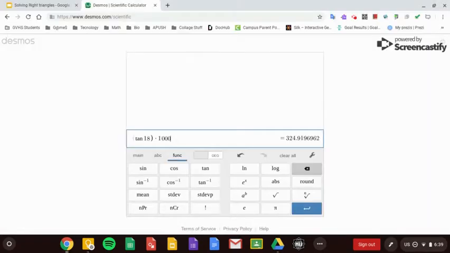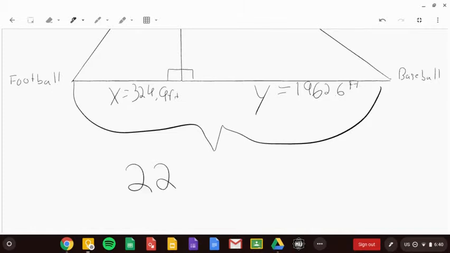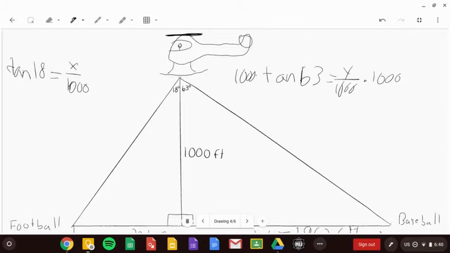Add that on a calculator because I'm lazy. So then you get about 2,287 and a half feet. So that's how you solve those kinds of problems.